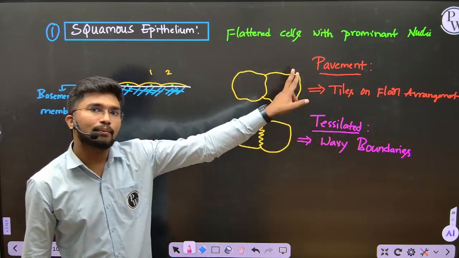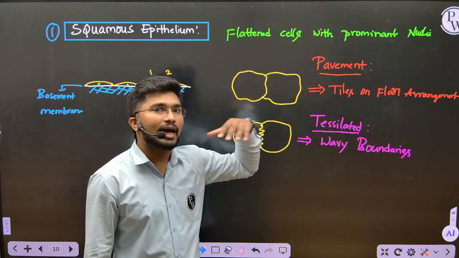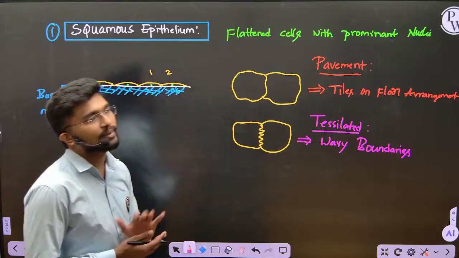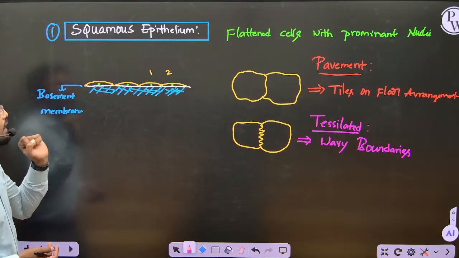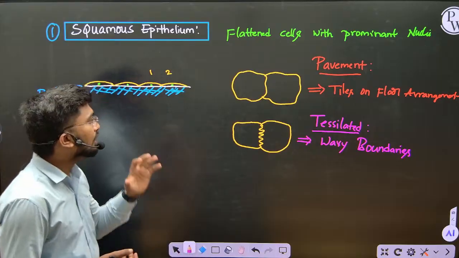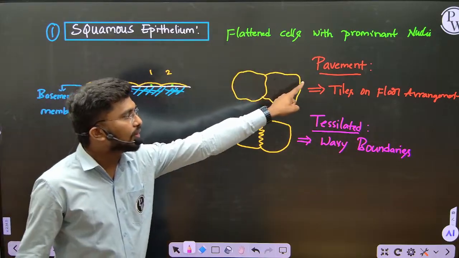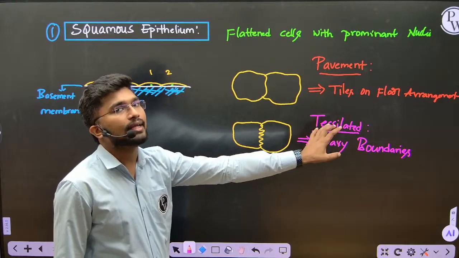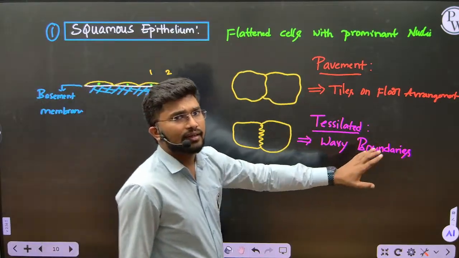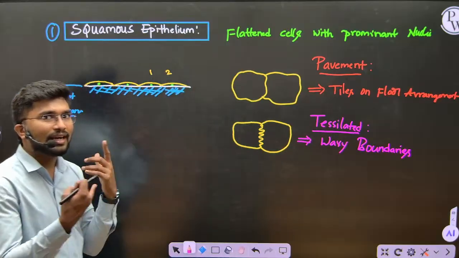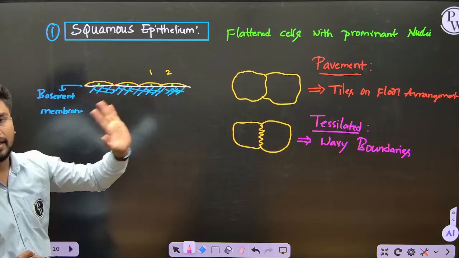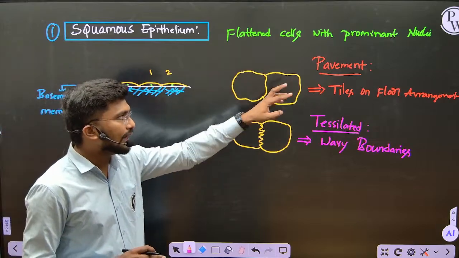Here why I am calling pavement epithelium? Because the arrangement is looking like tiles on the floor. Got it? Next one, squamous epithelium, having another name called pavement epithelium or tessellated epithelium. In exam they can use any term. So we are clear what is the function of that epithelium. We are clear what is the structure of that epithelium. We understand what other names are there.